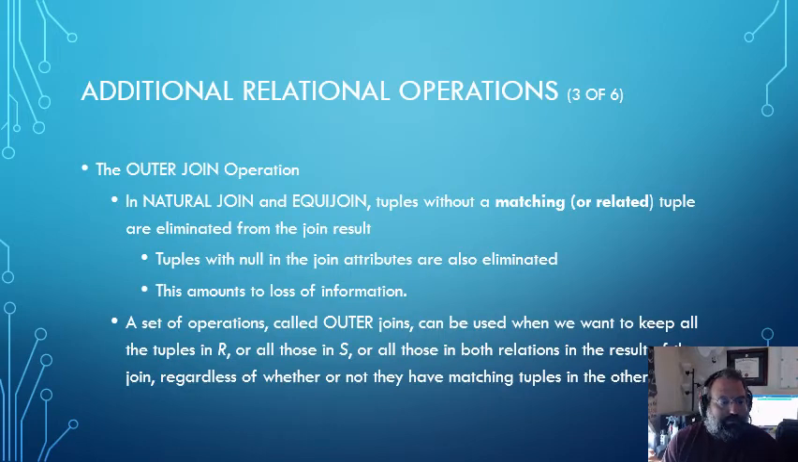Outer join operation. In natural join and equijoin, tuples without a matching or related tuple are eliminated from the join results. Tuples with null in the join attributes are also eliminated. This amounts to loss of information. A set of operations called outer joins can be used where we want to keep all of the tuples in R, or all those in S, or all those in both relations in the result of the join, regardless of whether or not they have a matching tuple in the other relation.